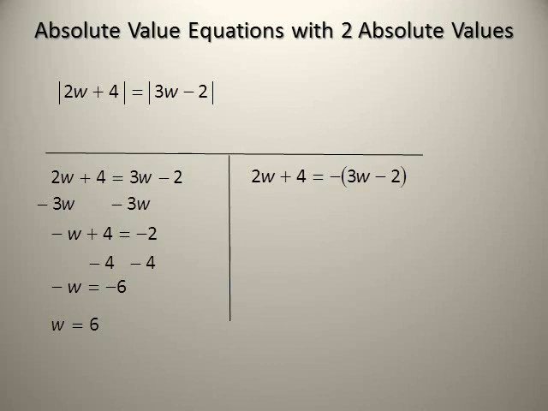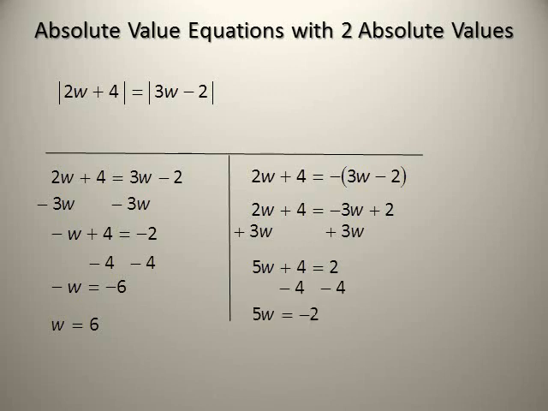Go to the other equation: 2w plus 4 equals negative 3w minus 2. Add 3w on both sides. Finally, it will be 5w plus 4 equals negative 2. 5w equals negative 2 minus 4, negative 6. Finally, w equals negative 6 over 5. The solution set will be negative 2 over 5, comma 6, and you have to check your answer before writing the solution set.